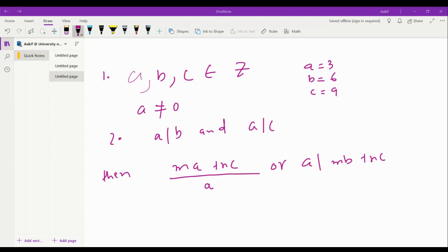Alex is asking, wait, is it MA or MB? Yeah, it's MB here. That's what the corollary states. It's MB. Sorry. Thanks for correcting me.